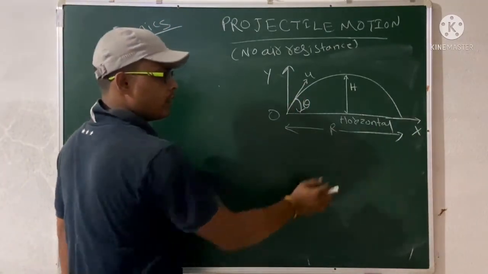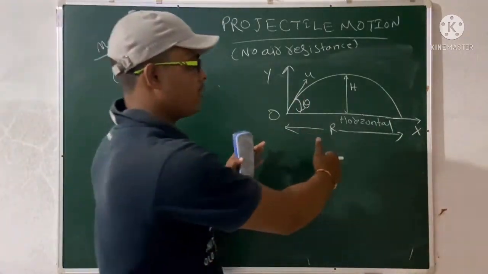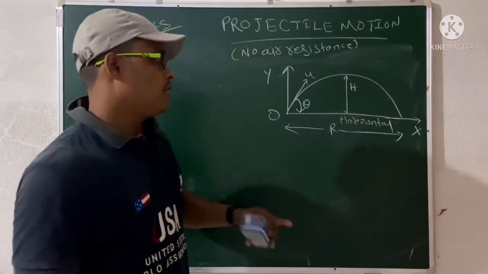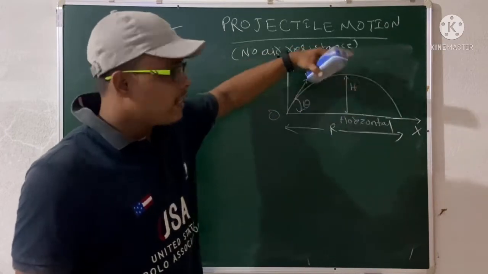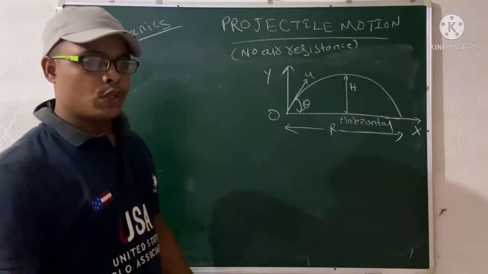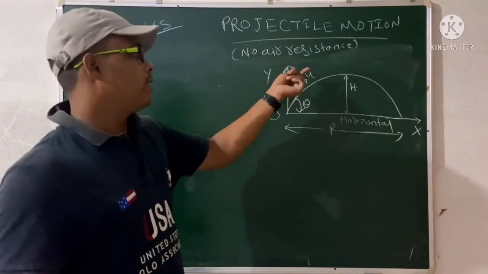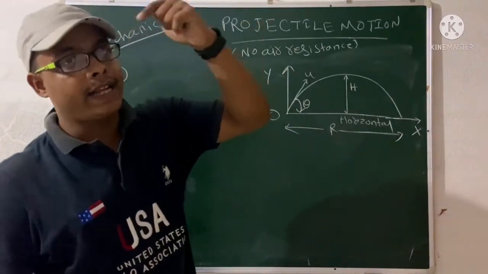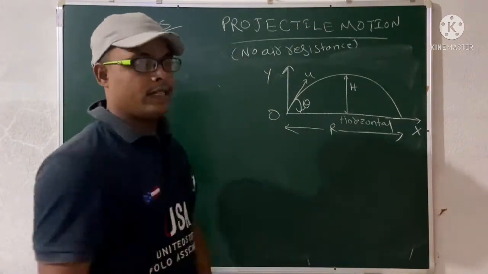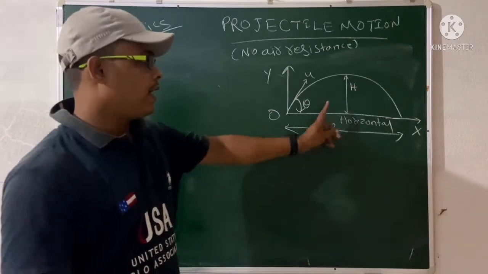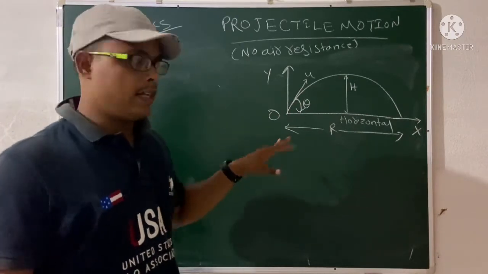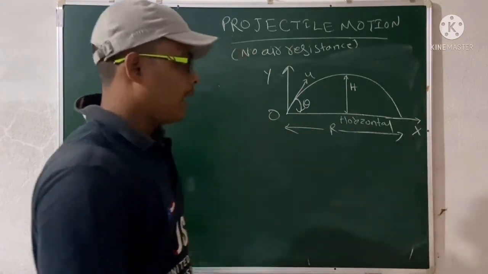Okay, so let r be the range of the object. That means this is the horizontal distance traveled by the object. What is h? This is the vertical distance traveled by the object, right? So let us consider an object is thrown from the ground with some initial velocity u by making an angle theta with the horizontal. Let r be the maximum horizontal distance traveled by the object, and let h be the maximum height traveled by the object. So this is the dialogue. That means this is the theory. So let's go to the mathematical part.